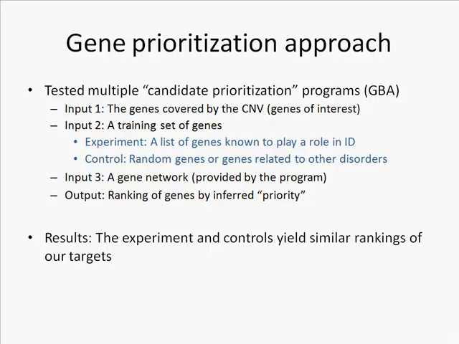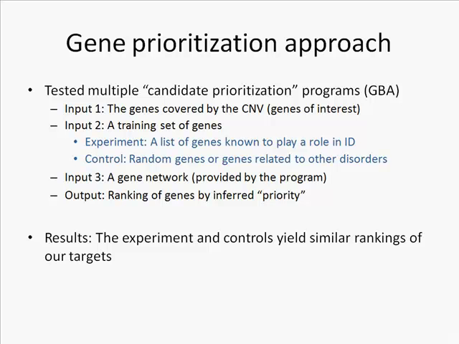was try a bunch of different candidate prioritization programs, which are all based on this gene guilt by association approach. The inputs are the genes covered by the CNV region and a training list of genes known to play a role in intellectual disability. Our contribution was to suggest that they try a control where they take randomly selected genes as the training set, or genes involved in some other disorder like breast cancer, which presumably has little connection to intellectual disability. The other input is a gene network, which is provided by the program, and they all work in this basic way.